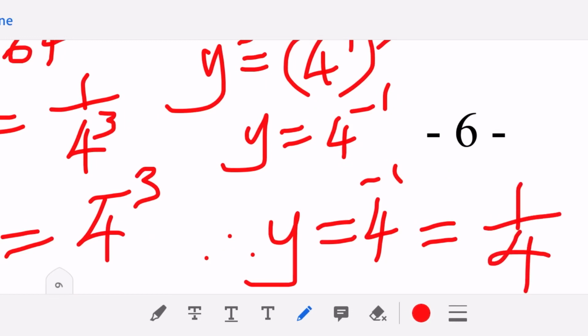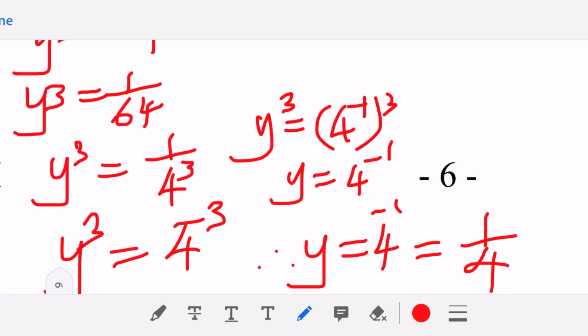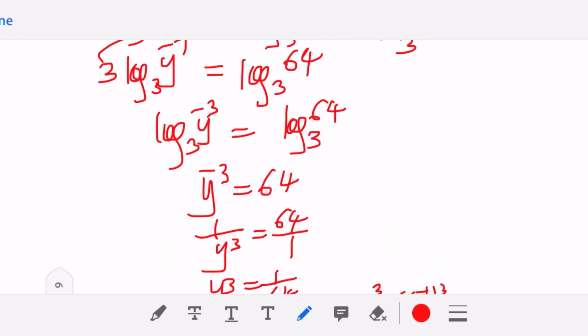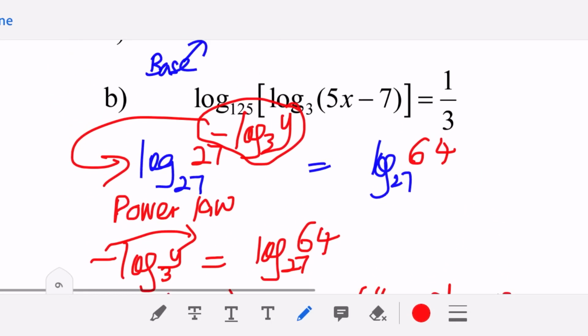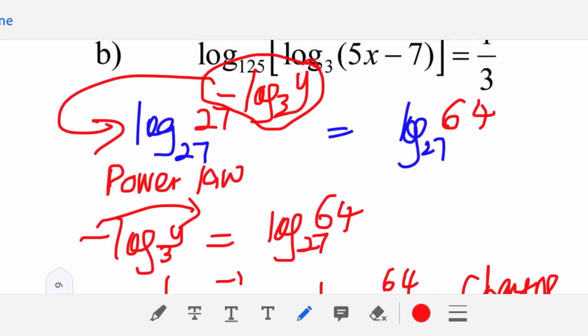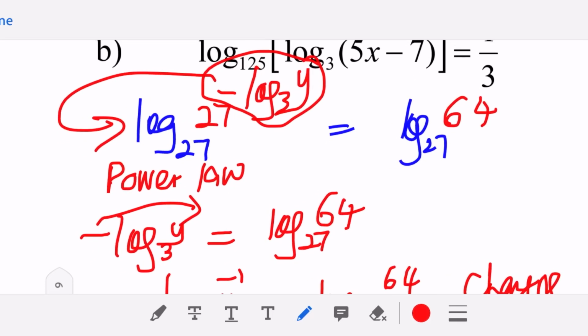So this is very interesting. Right, so we have managed to solve one of the most challenging questions for logarithm. But it's actually good because you can apply all the laws in one question. Okay, so now we proceed to the other one.